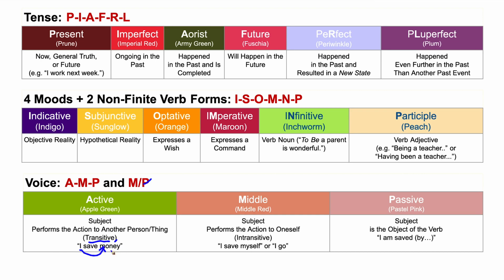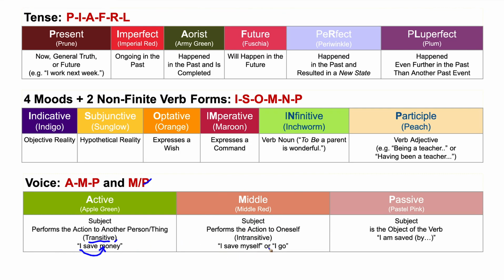It's not just "I save," it's "I save money." All right. Now, sometimes when you say "I save," you could also be referring to something that you save. Like, somebody's talking about money and you say, oh, I save. So that would also be this type of active voice. It doesn't have to have a direct object, but one that's implied.